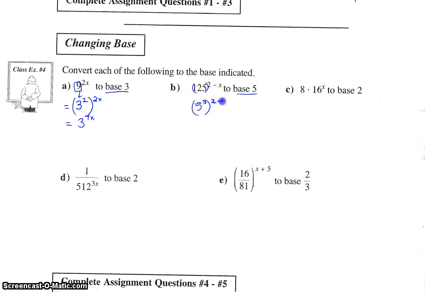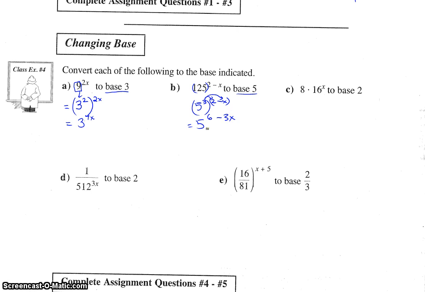Now that 2 minus x is on the outside, but you know what? I want to put brackets around it. And do you know why? Because I want to emphasize the fact that this 3, when we do power of a power, is going to get multiplied or distributed to both terms. So we have to make sure we do that. That's going to be 5 to the 3 times 2, 6, minus 3 times negative x, negative 3x. A lot of people forget that second term.